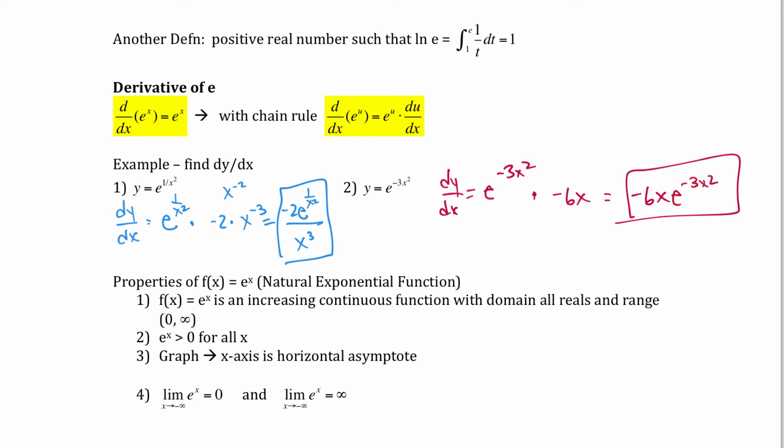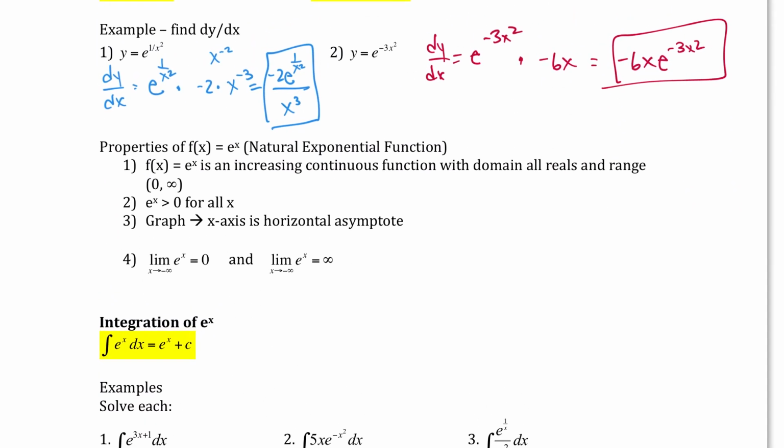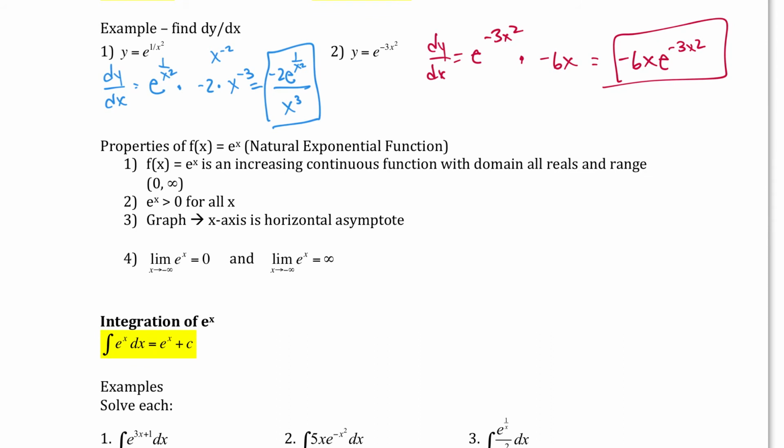All right, so moving on, over here, the properties of f(x) equals e^x, which is our natural exponential function. The first property is that f(x) equals e^x is an increasing continuous function with its domain all reals, and range from 0 to infinity. Second property, e^x is going to be greater than 0 for all x. You can graph it and tell. And on the graph, the x-axis is a horizontal asymptote. So if you graph this, it'll show everything I'm talking about here.